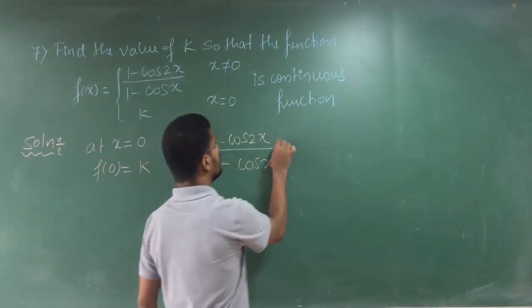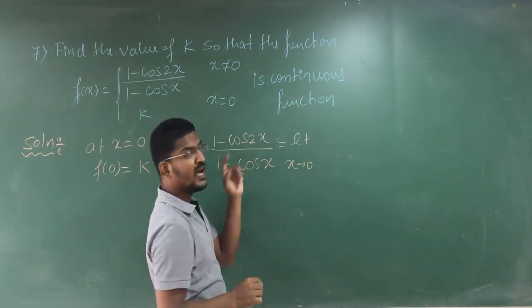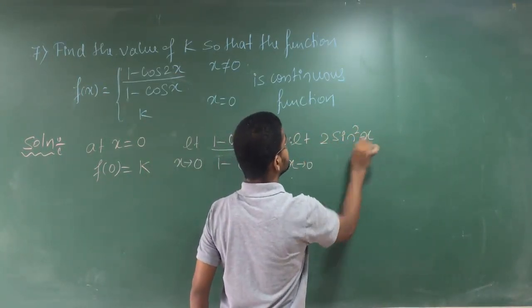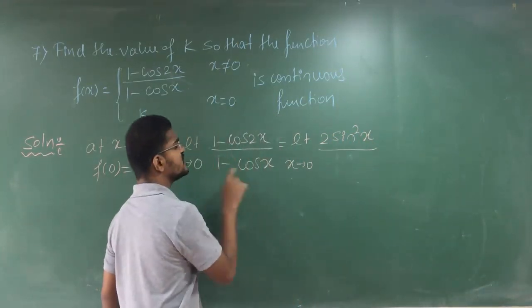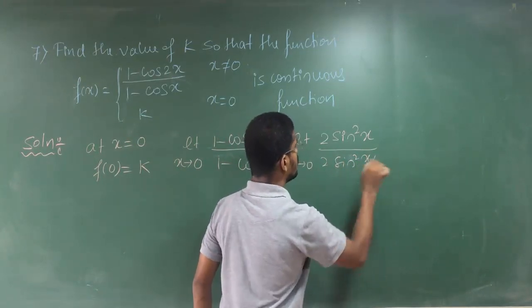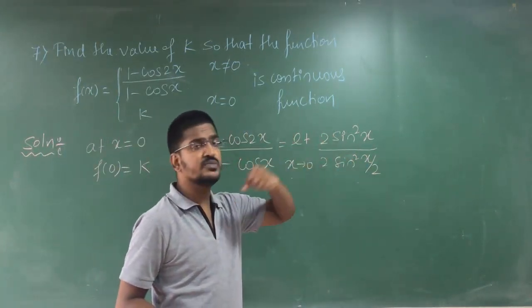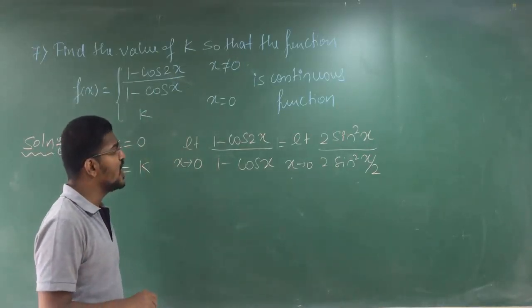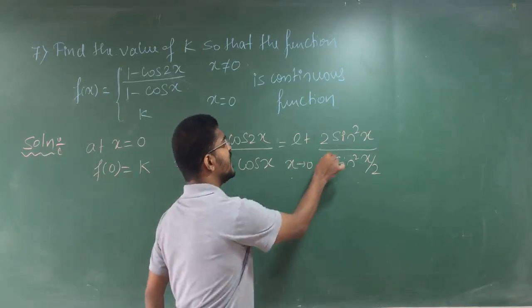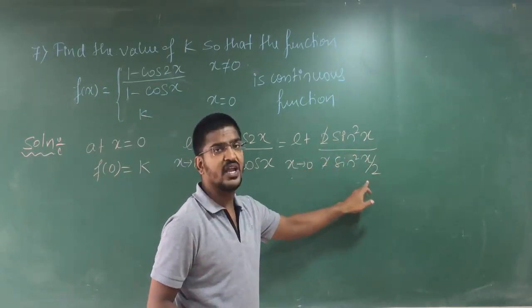So now this is equal to what? Limit x tending to 0, 1 minus cos 2x is 2 sin square x, divided by 1 minus cos x, which is 2 sin square x by 2. Clear students? So by using these two terms, now let us simplify the value of k. So see here, x is tending to 0, cancel 2 and 2, no problem. Sin square x divided by sin square x by 2.